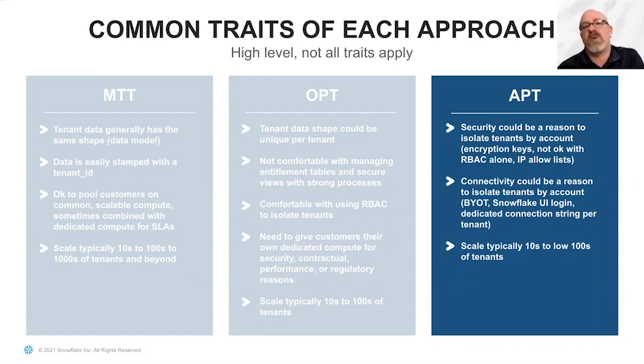It could also be because you want to allow your third-party users to connect directly to the Snowflake environment instead of going through an application tier. This requires the account per tenant model as well. And because of this, like OPT, we're typically talking about scale in the tens to hundreds as well. Again, doesn't mean you can't go higher than that, but it just comes down to maintaining all of those objects and how that works for you.